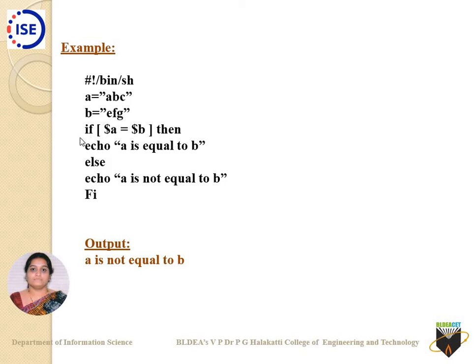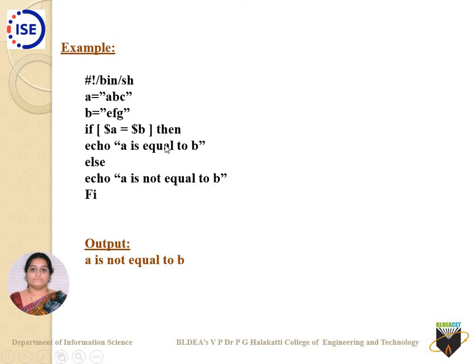When I am using if, I can either use these brackets, or use test as a command. Within that bracket I have used $a = $b. What am I doing here? I am checking whether this string is equal to this string or not. Then echo a is equal to b, else echo a is not equal to b.